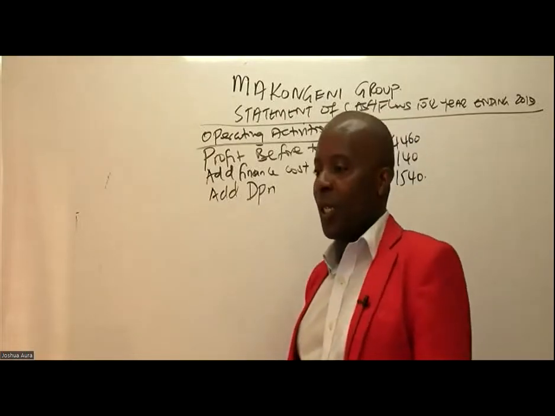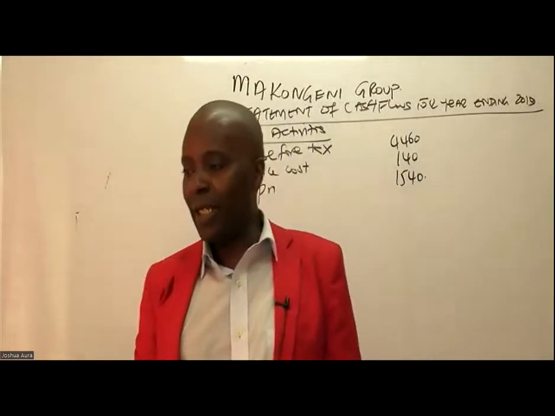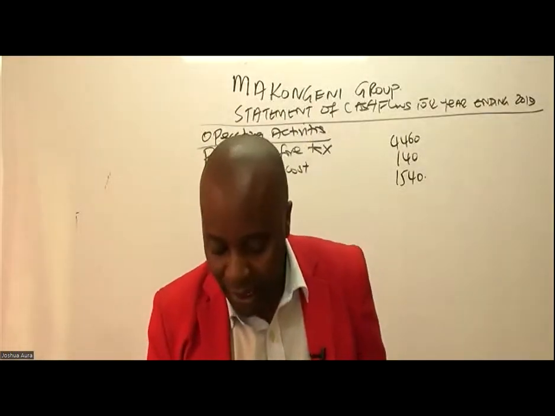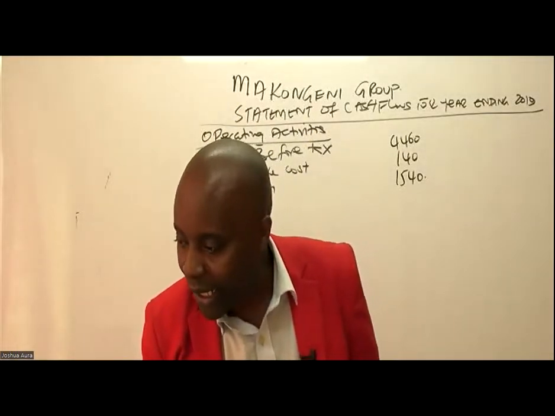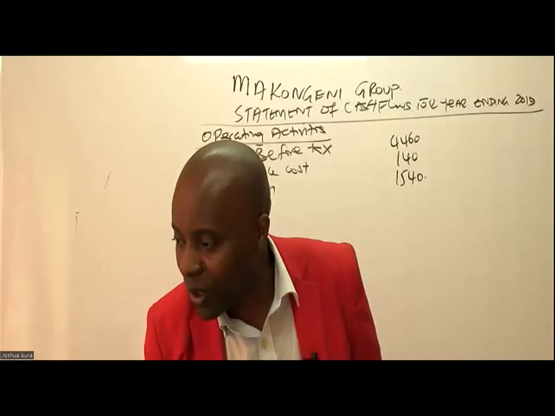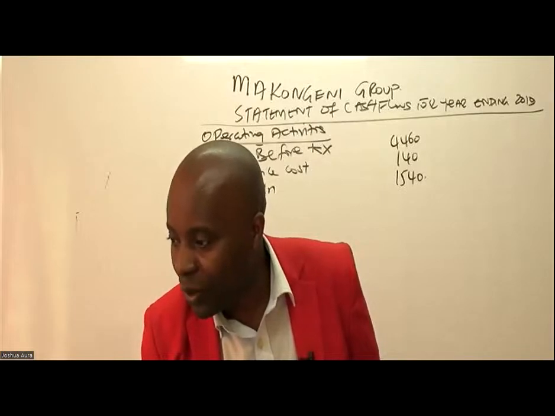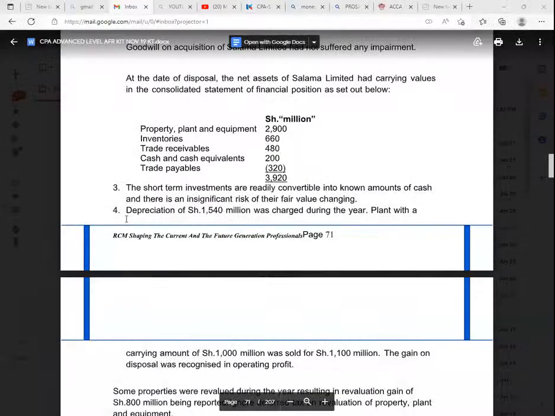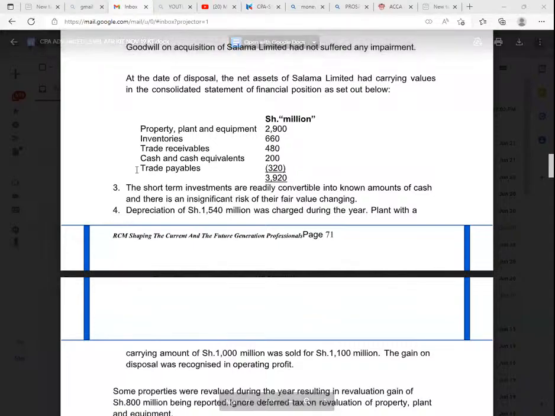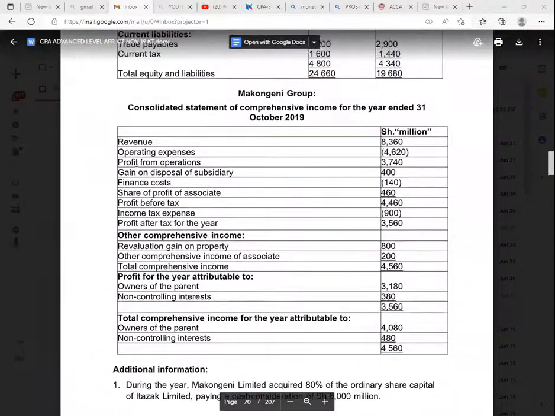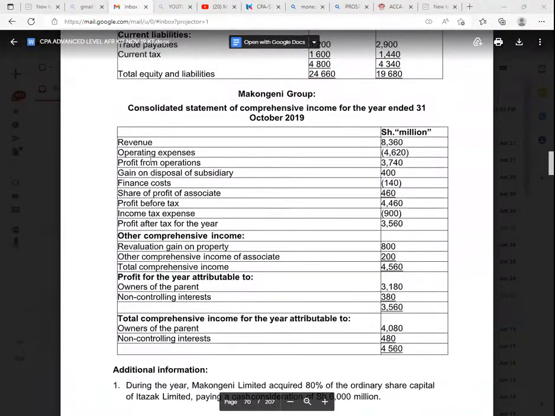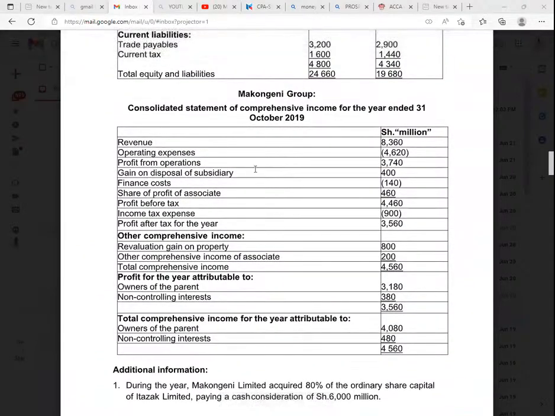Do we have any gains, like gain on disposal of assets, gain on disposal of subsidiaries, or losses, that is? So if I look at this financial statement of mine up here, I can see gain on disposal of subsidiary.